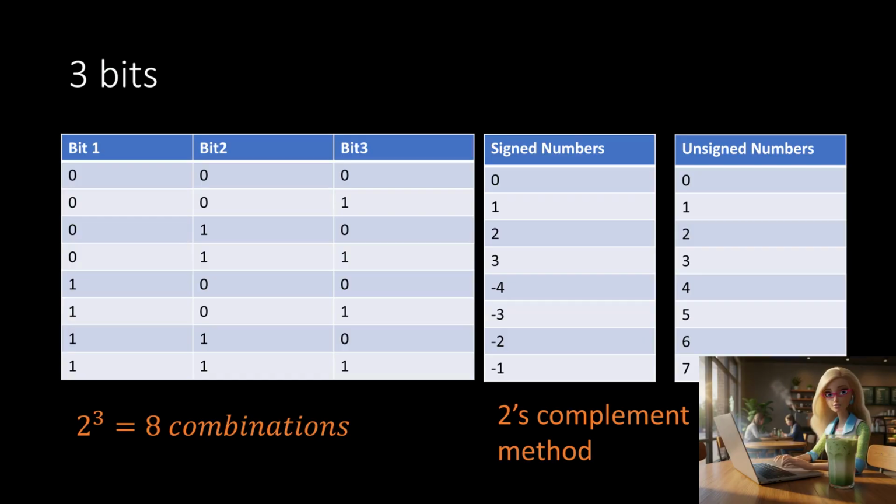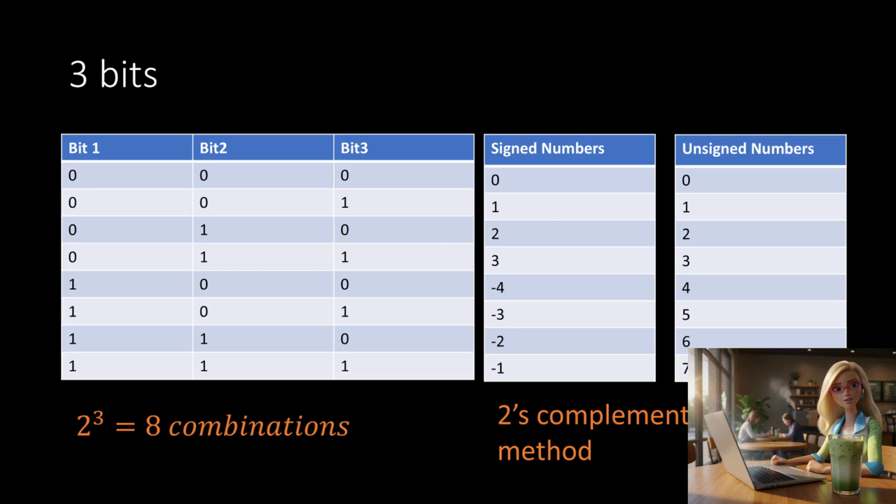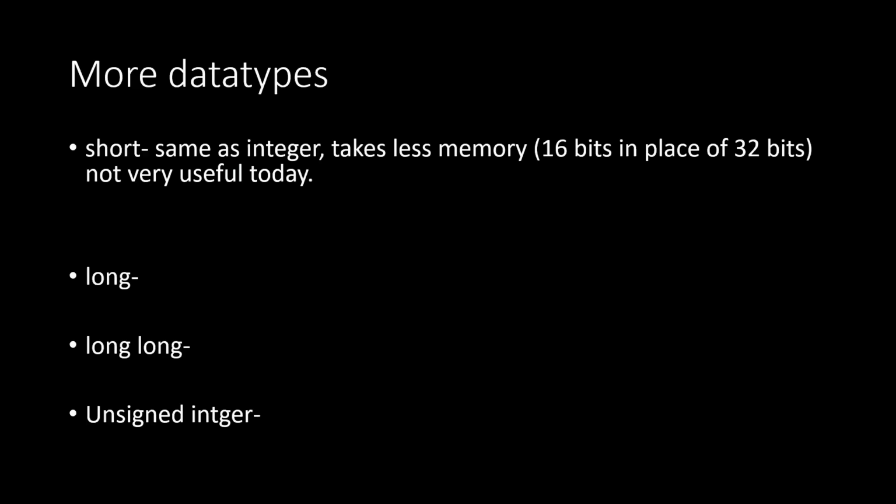Suppose we are storing integers using 3 bits, not 32 bits. Then how many unsigned numbers can we store? We can store from 0 to 7. But if we are storing signed numbers, then the first bit always represents the sign. 0 represents a positive number and 1 represents a negative number. So we can store from -4 to 3. So for unsigned integer, you can use the whole space for storing positive numbers only.